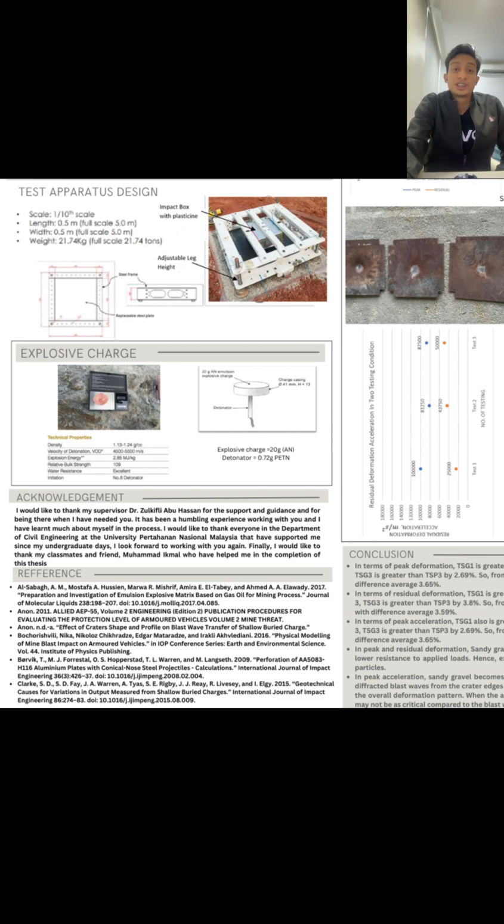Let's move to the explosive charge. The type of explosive charge used is AN emulsion, which is ammonium nitrate emulsion. To prepare as in the figure, first of all, the AN emulsion is cut into 20 grams and put into a cardboard. After that, we compress it until the shape is just the same as in the figure. This step is repeated for the next blasting.